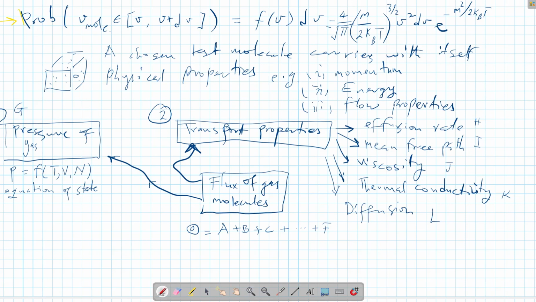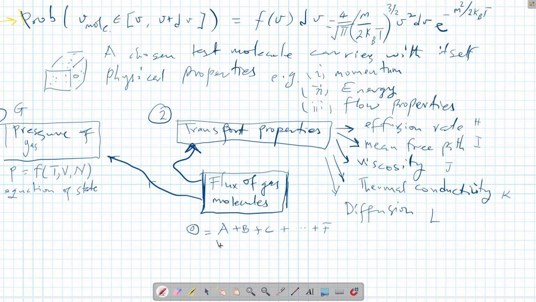In the name of God, we're going to continue today with the topic we're going to address in this part, the starting point, flux of gas molecules. For us to get to an expression for this based on the kinetic theory of gas, as I've explained earlier, we're going to split the task into subtasks called A, B, C, D up to F.